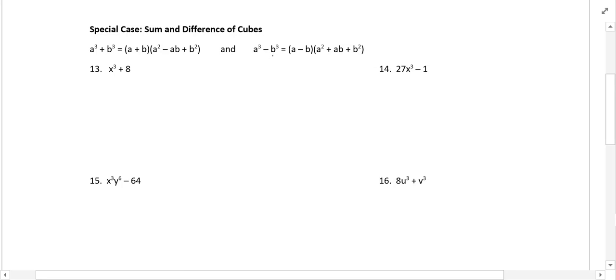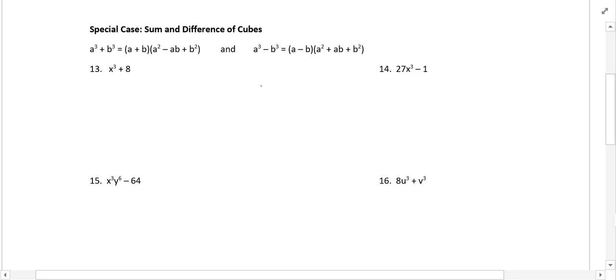For the difference of cubes, it's very similar. Again, we have a cubed minus b cubed. So we take the cube root of the first term, so a. We take the cube root of the second term, so b, and we put the minus in the middle. Then we square the first term, so a squared. We multiply a times negative b, which is negative ab. Then we switch the sign, so plus ab, and then we square the last term, which is going to give us a positive b squared.